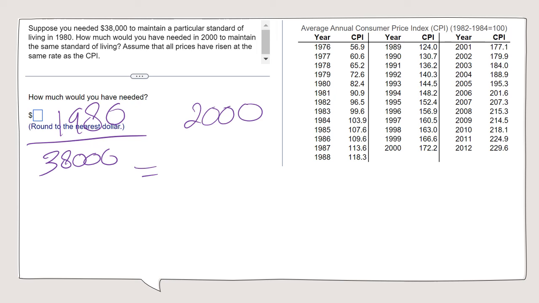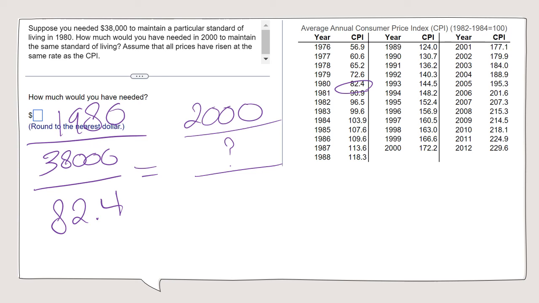Okay, so in order to do that, since I'm looking for this number, I'm going to use this CPI table to find it. The first thing I'm going to do is find the CPI for 1980, 82.4, and I'm going to find the CPI for 2000, 172.2. And guess what I have? I've got a proportion I can cross multiply and divide. I'm going to try that now.